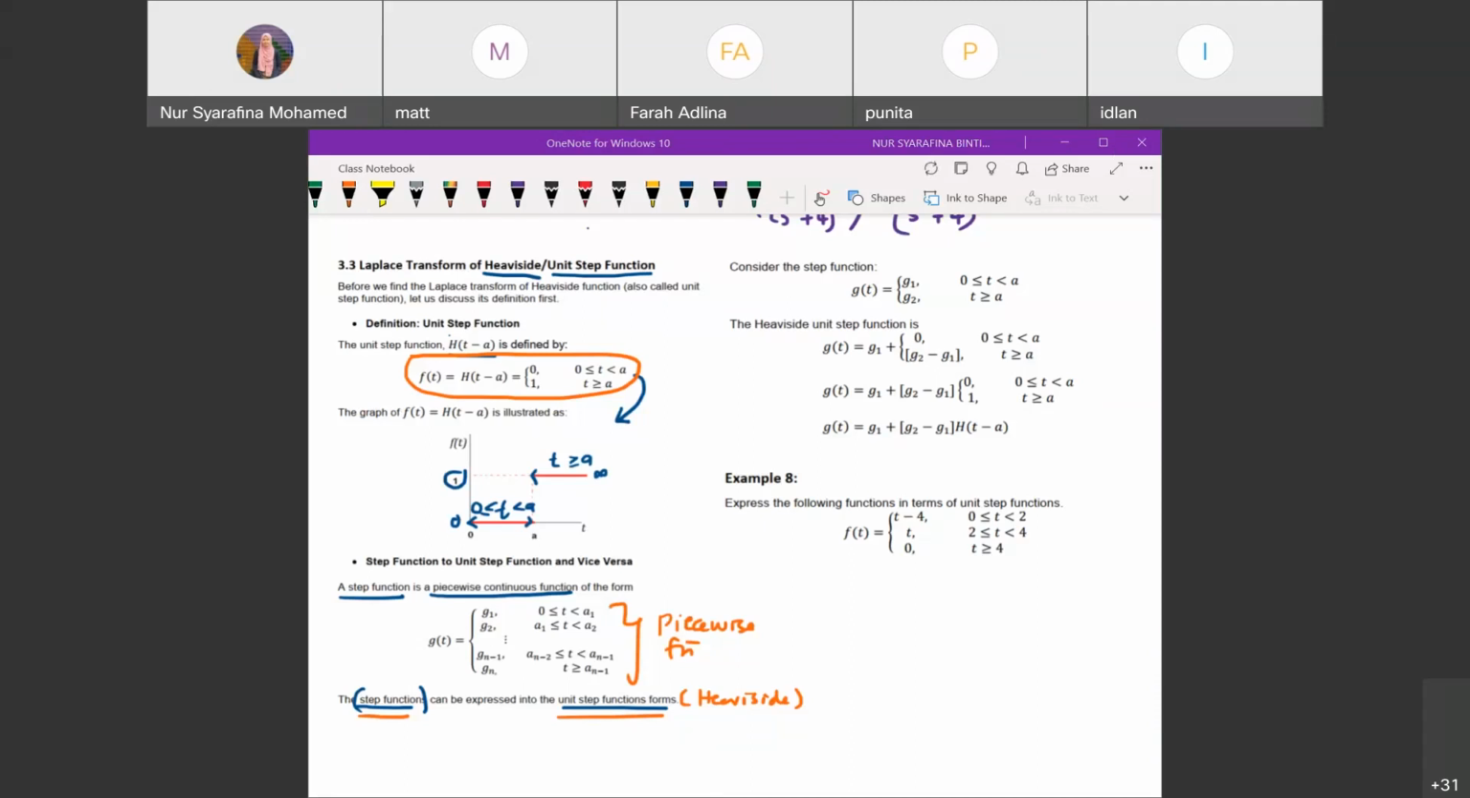Okay, understand. Okay, now how can you convert? Only Li Zong understands? What about the rest of you? Are we clear about this? The difference between unit step function and step function.